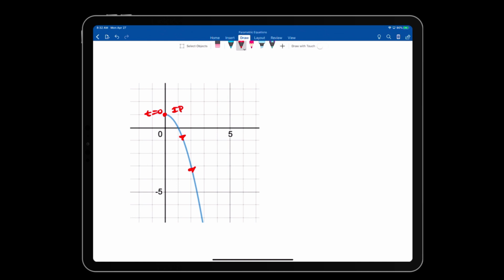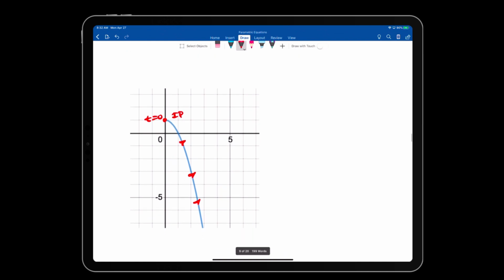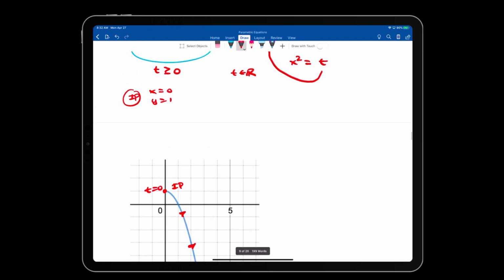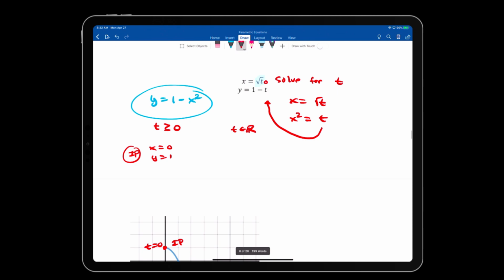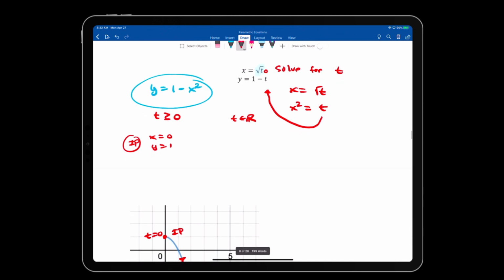There you go. So here's my orientation because there's nowhere else for this curve to go. The t is 0. Here's my initial point. All right, you guys okay with that?